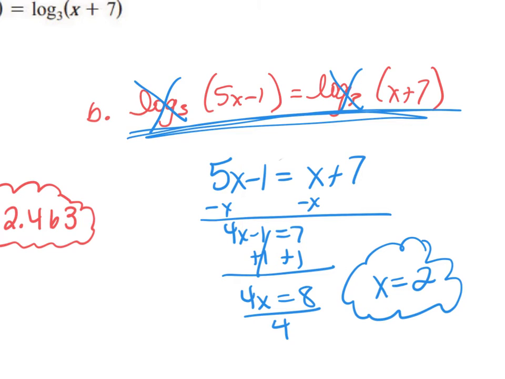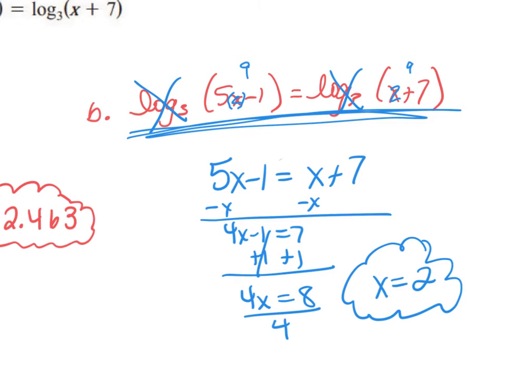So when you get an answer, especially when you started off in logs, you need to go back up and make sure that when you plug that answer in here, it doesn't make your parentheses negative. So 5 times 2 is 10 minus 1 is 9. You're good to go. 2 plus 7 is 9. Good to go. You have to make sure that it doesn't make the parentheses negative. If it does, then your answer is no solution because you cannot take the log of a negative number.